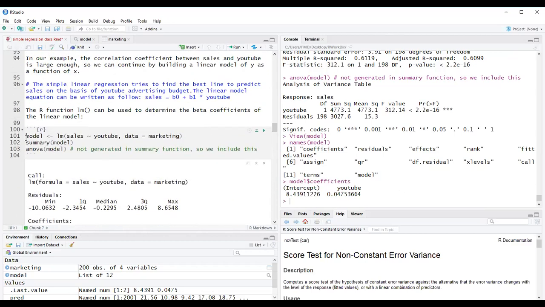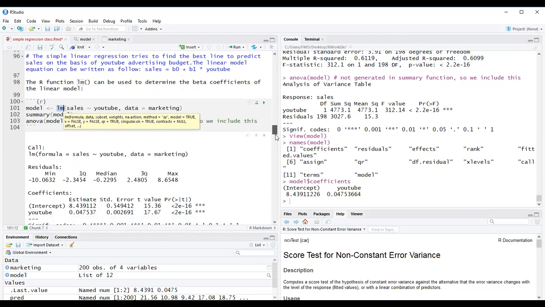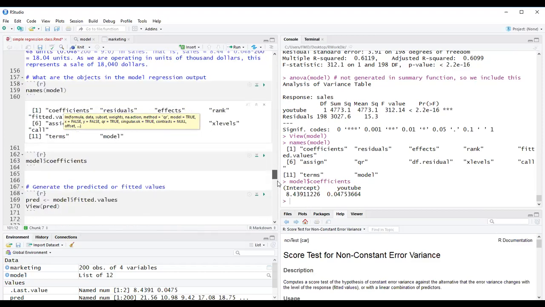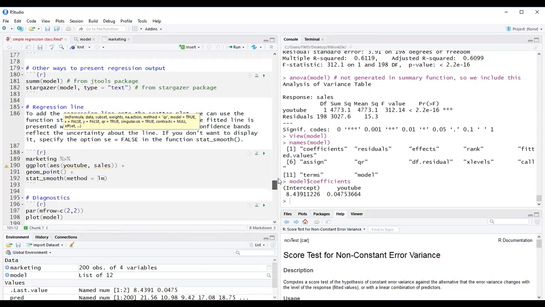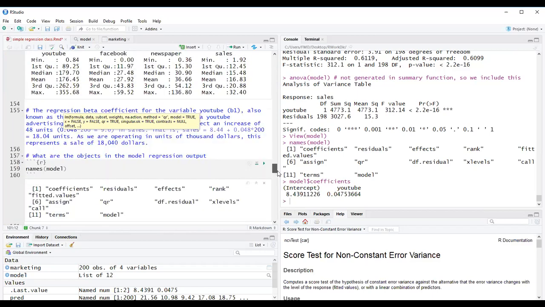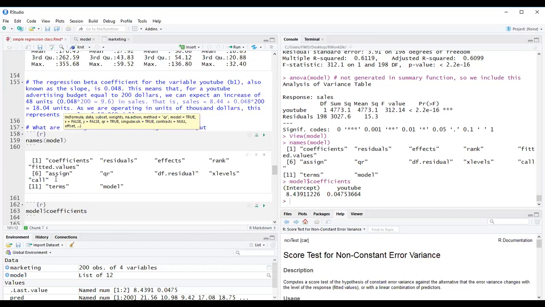This. We said we're creating an object called model. And the result of that is the LM, linear model of sales regressed on YouTube, coming from data marketing. So we said that the object model has 12 objects inside it. Okay, so what are those? These are the objects.